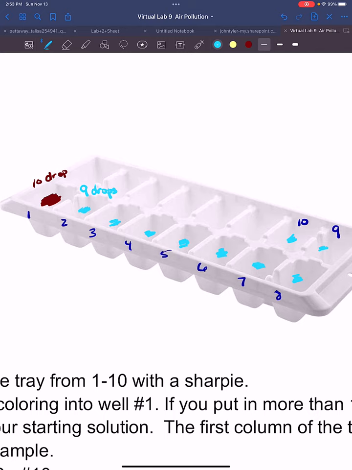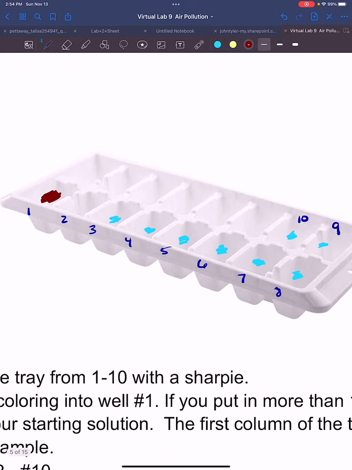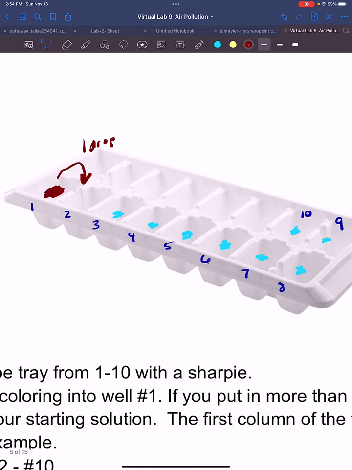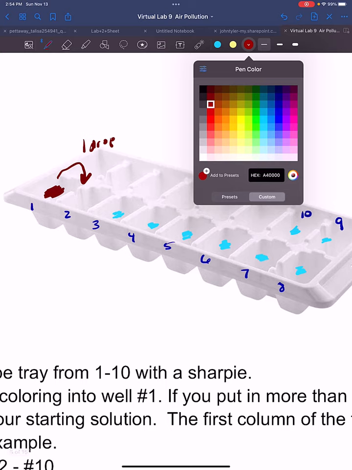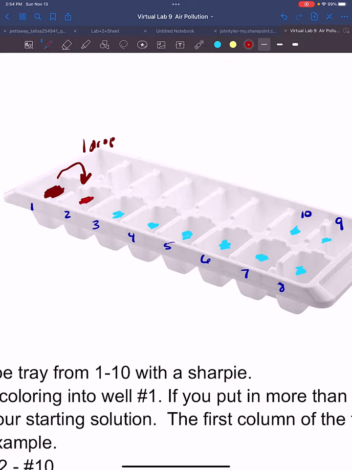And then I'm going to start doing what's called a serial dilution. I'll take a clean pipette and I'll transfer 1 drop from this well into this well, just 1 drop. And what you'll notice is that 1 drop that I took is going to get diluted by the 9 drops of water, and it's going to be a slightly lighter color red.